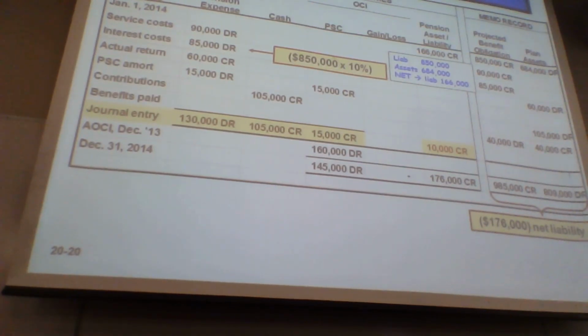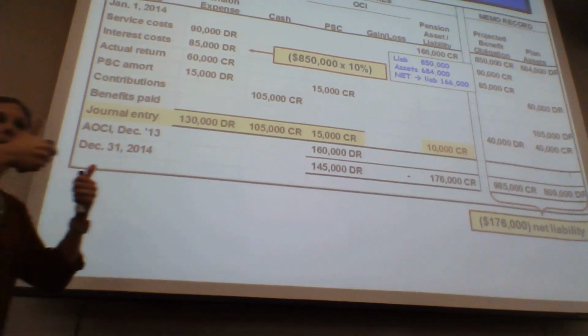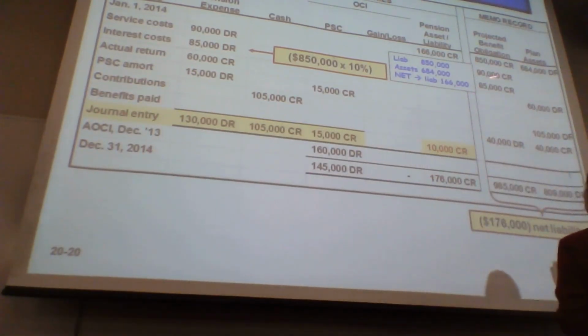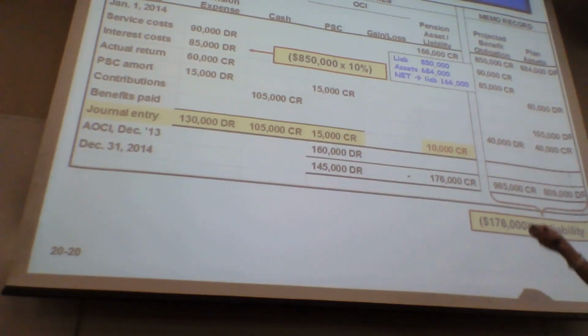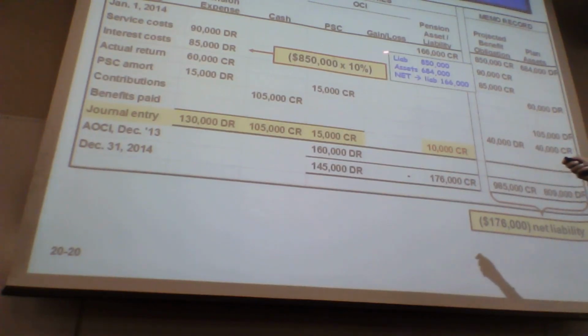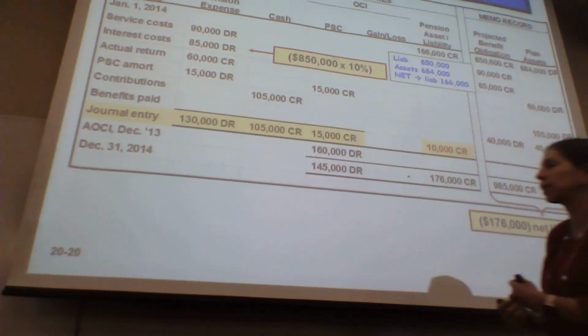The service costs listed in our information were $90,000. Service costs represent an increase in pension expense and an increase in our obligation over here. So for every line that we have in the worksheet, we're going to have debits equaling credits. If we debit pension expense, we increase pension expense $90,000, the offsetting credit is going to be to the liability for $90,000. We're increasing the PBO for every additional year worked.